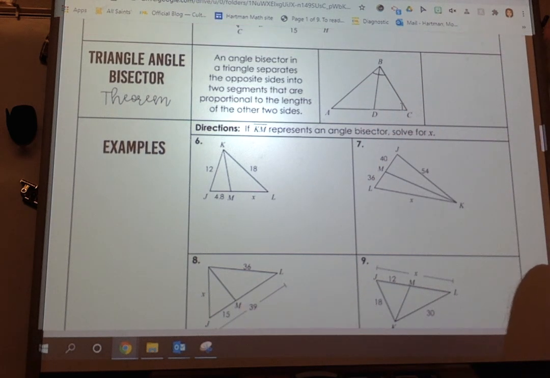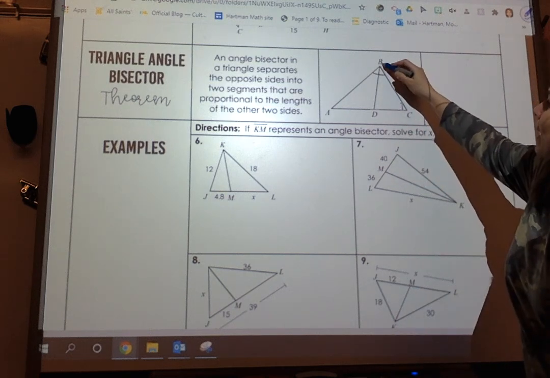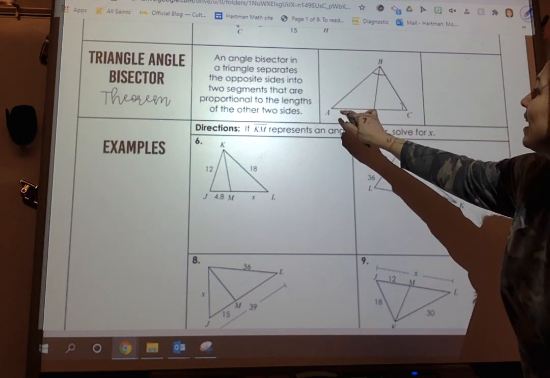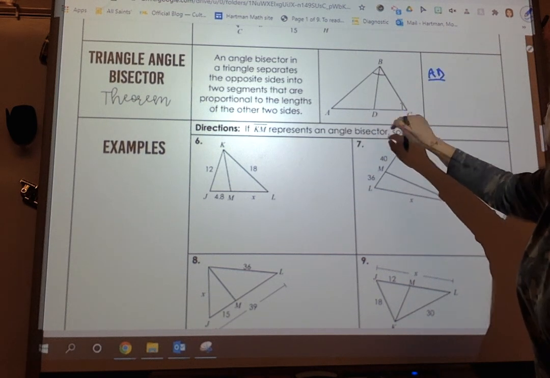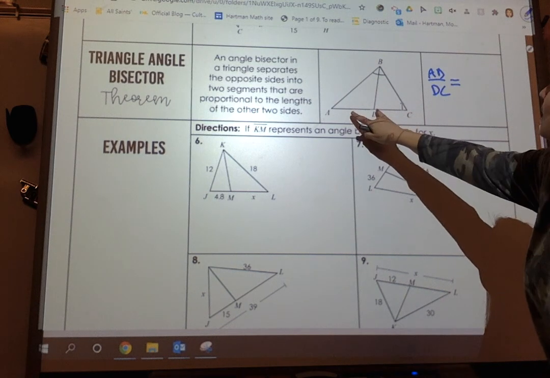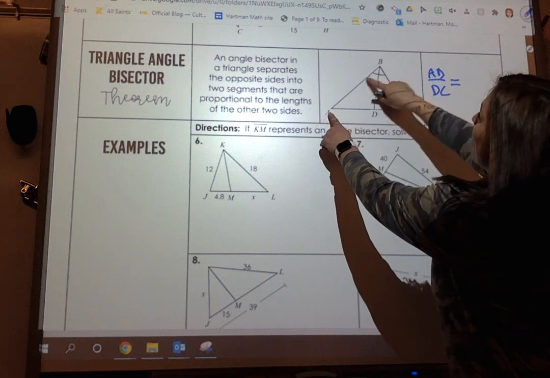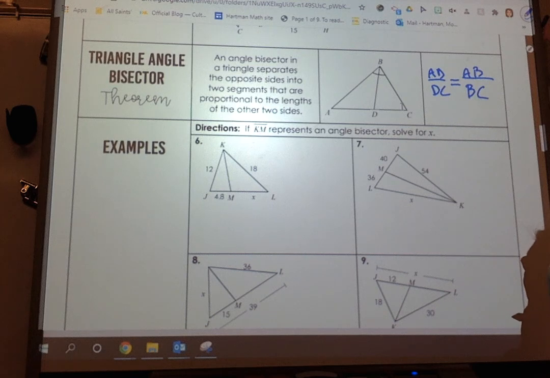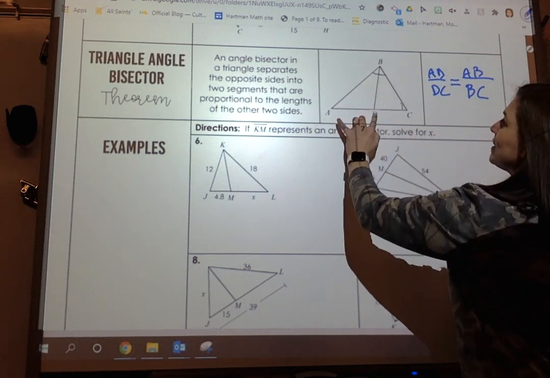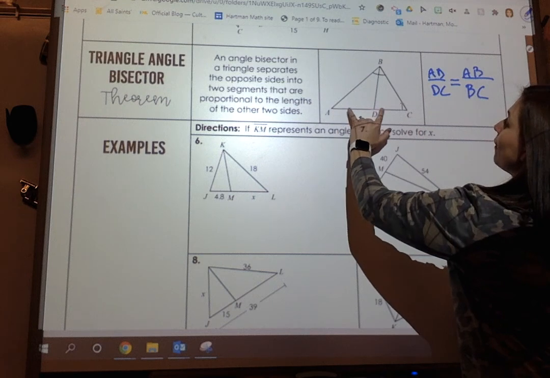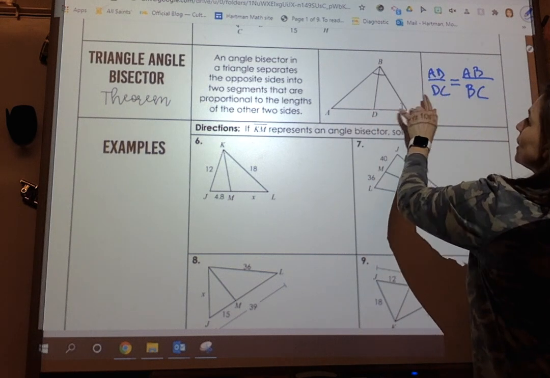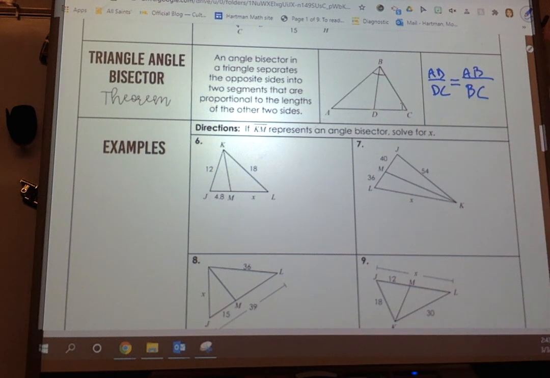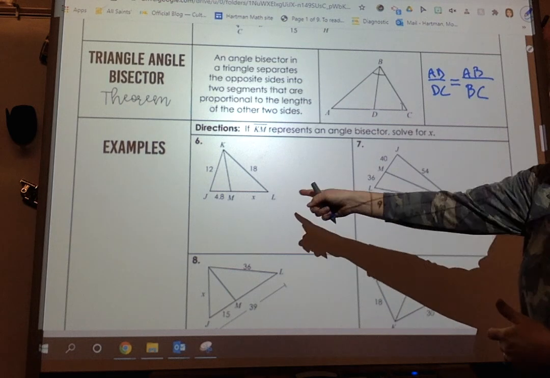So what does that mean? It means that if AD is my angle bisector, it is setting the opposite sides. AD is now going to be proportional to DC, and I'm going to set that equal to AB and BC. Okay? So, set the opposite side into proportional lengths. Notice I'm going from left to right. So, AD over DC. Now, I still need to go from left, AB, to the right side, so AB over CB. Okay? So, let's look at how this plays out.